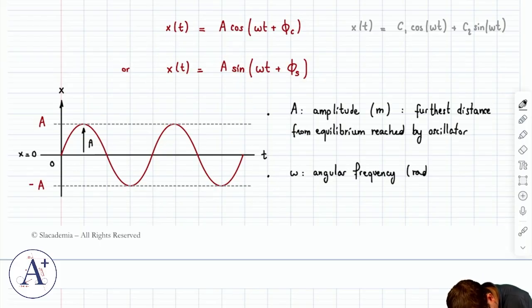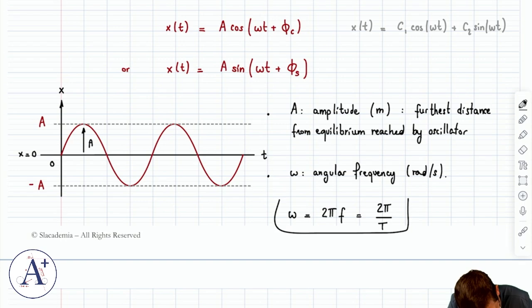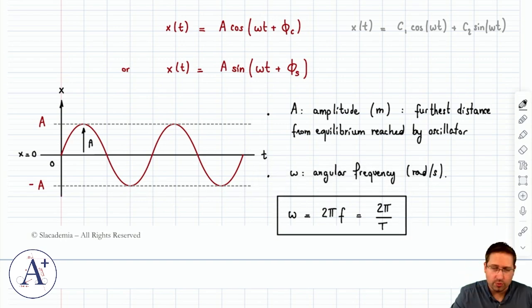That's going to be in radians per second. And omega is going to be 2 pi times f, which is the frequency, or 2 pi divided by capital T, which is the period. Which isn't helpful because we don't know what either of these things are, but we're going to define them in a second.